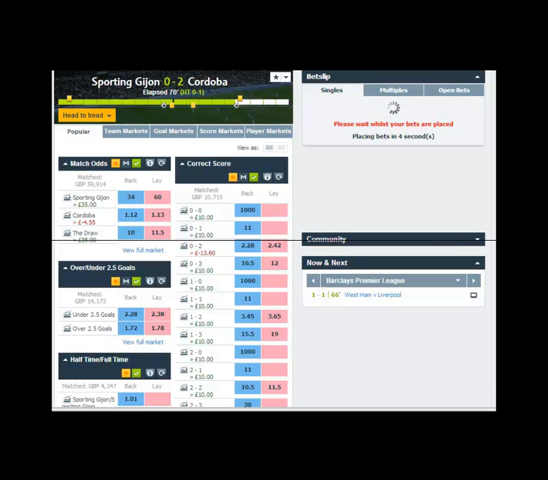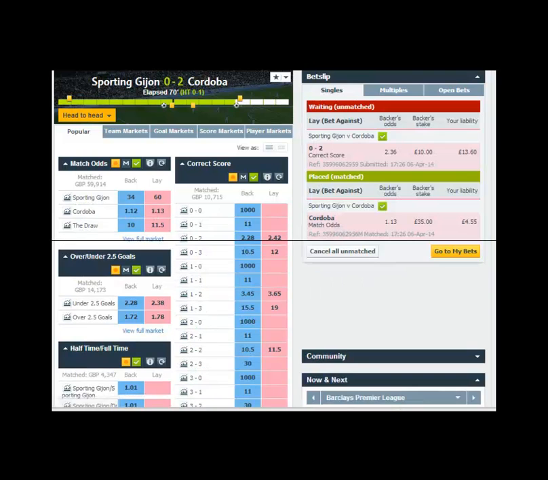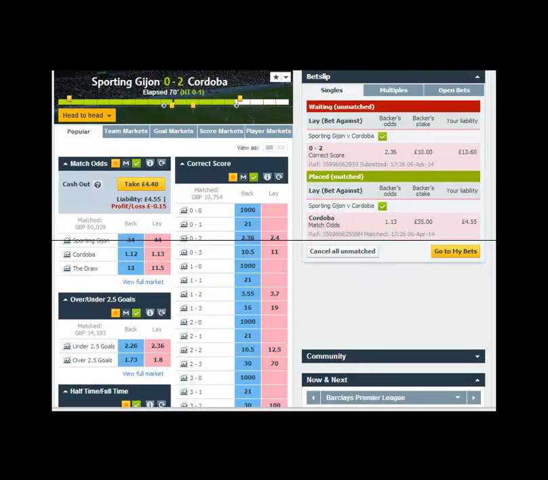Now, Sporting Gijón against Cordoba in the Spanish League 2, Segunda División. I don't quite remember which one it was, there's a load of them. Anyway, this is not the Primera League. And Cordoba are leading 2-0.